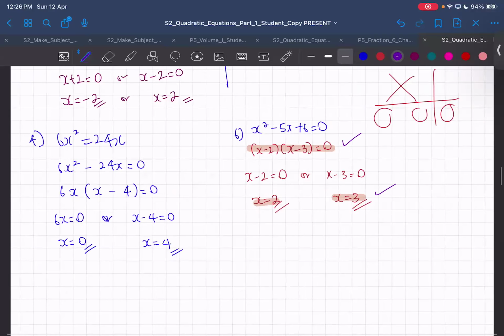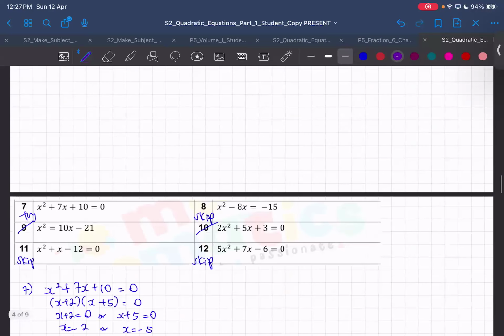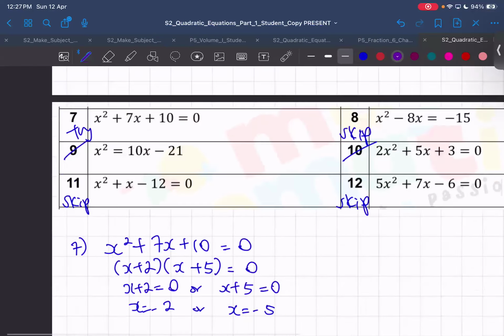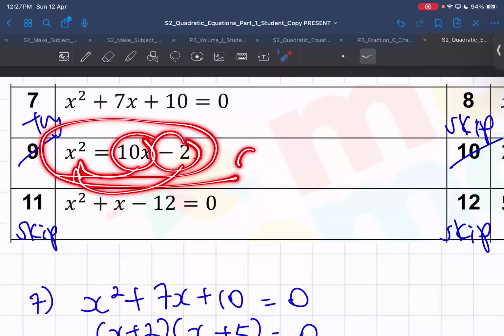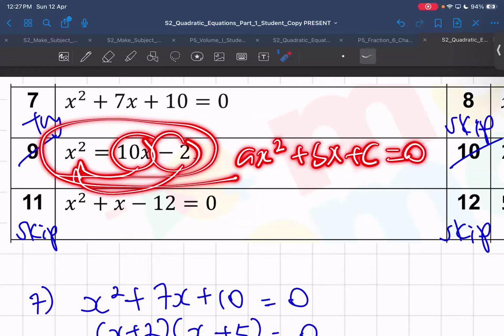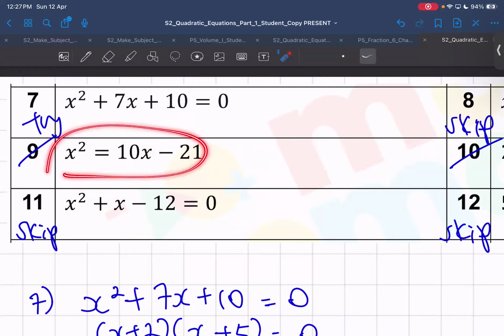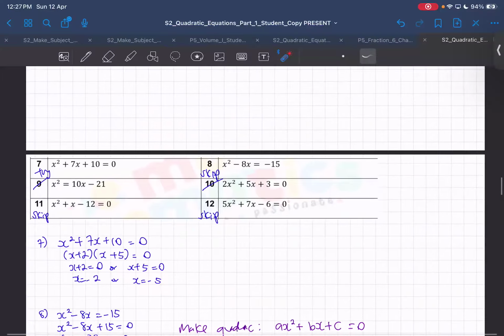Okay, question, let me see. The rest is all quadratic. I'm just going to go to question 9 first, then I'll brief you all. This one, I want to make it look like a quadratic, so I have to bring this to the left side, correct or not? Then I will get ax squared plus bx plus c equals 0. So this one you can do. Once it is quadratic, then you just use your calculator and find the two x values.